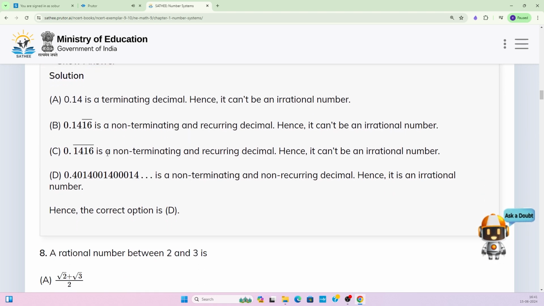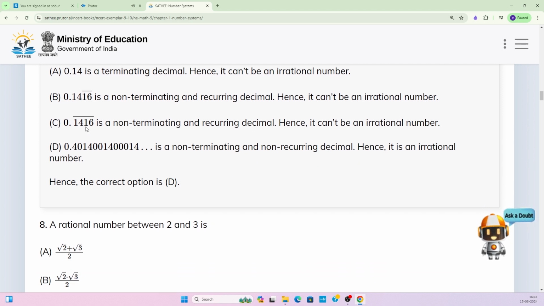In option A we have 0.14. This is a terminating decimal, hence it cannot be an irrational number. In option B we have 0.1416 with a bar. This is a non-terminating but repeating decimal expansion, hence it cannot be an irrational number.